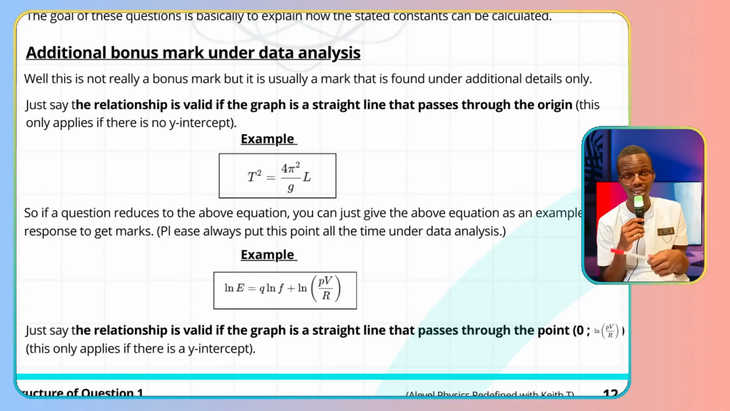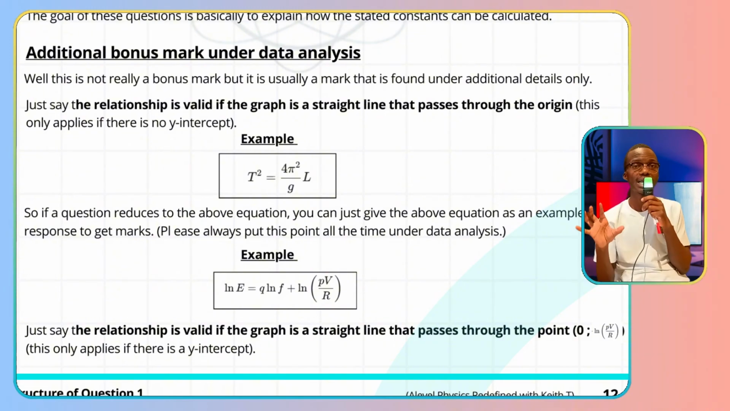So this is an additional mark. In every question paper, I repeat, in every question paper, you will see this mark. The relationship is valid if the graph is a straight line passing through either the origin or through the y-intercept when it's properly stated as a coordinate. So be very mindful of that, guys, and always make sure that you're able to obtain these marks, right? And that should be it. You should have an in-depth analysis of method of data analysis.